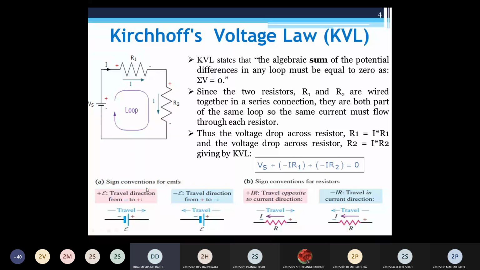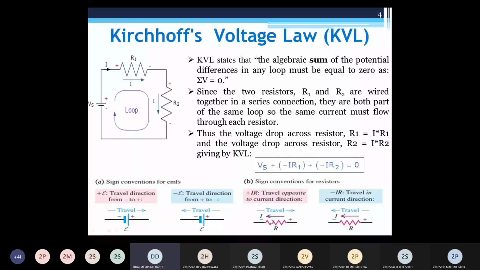In the sign convention, we consider a positive voltage when the travel direction is from positive to negative. In this case our current is in the clockwise direction, so we move from the positive terminal to the negative terminal of the voltage source. That's why we consider Vs as positive. For the voltage drop across the resistance, I into R1, we consider it negative, because for a resistor, if we move in the same direction as the current, it is a negative voltage drop, and if we move in the opposite direction of the current, it is a positive sign.